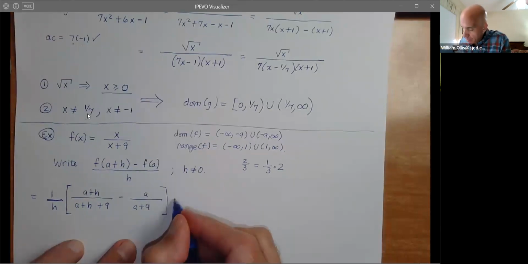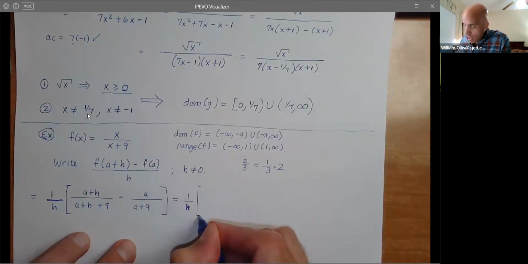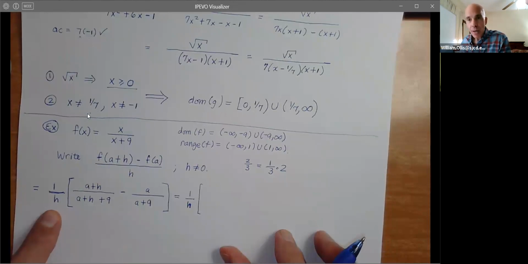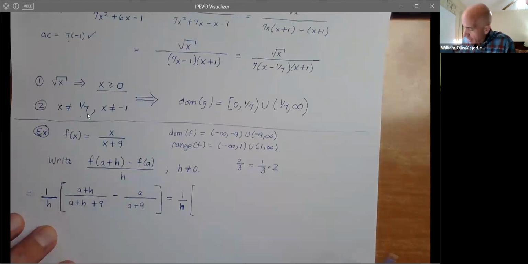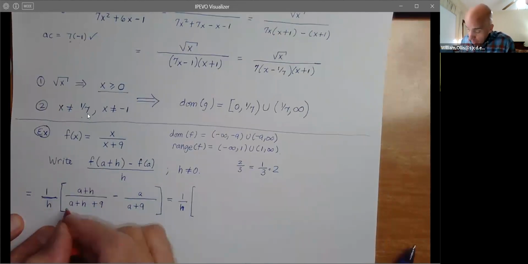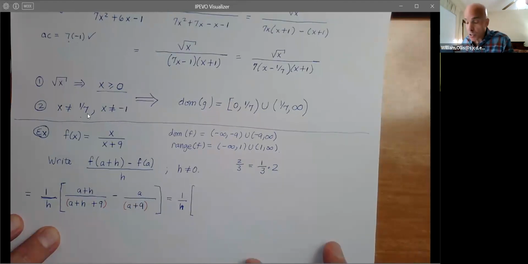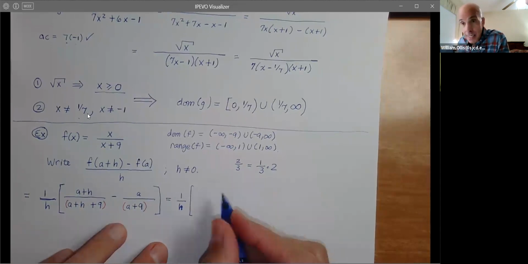So now, moving this 1 over h outside is a big favor to our calculation. We can do our common denominator here and keep this out of the way. Otherwise, it just gets in the way. So now notice, I'll use the other color here. We have this distinct factor downstairs, and we have this one. They are not multiples of each other. So we need the product of this and this as the least common denominator.